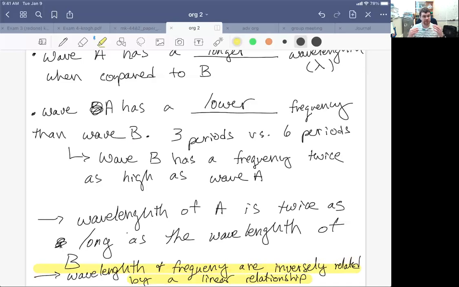Wavelength and frequency are inversely related. As one increases, the other must decrease. But not only that, they're inversely related by a linear relationship if we do a good job drawing our waves. We'll look at the mathematics of this and see how it all fits together utilizing the speed of light in a future lecture. But we want to keep this in mind: as the wavelength gets larger, the frequency will get smaller by a proportional amount. Okay, with that, we'll break for this lecture. We'll pick up with more of this in the next lecture.